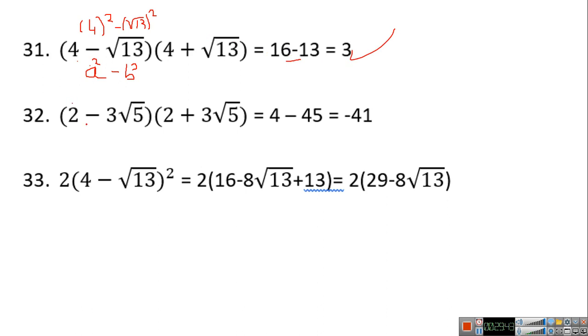Here you expand (a minus b) into (a plus b). This is 2 square, which is 4, minus 3 root 5 all square. So it will be 4 minus 9 times 5, because root 5 square is 5, times 9, 45. 4 minus 45 is minus 41. Here we did a square minus 2ab plus b square: 4 square is 16, 2ab is 8 root 13, plus root 13 all square 13, 16 plus 13, 29 minus 8 root 13.